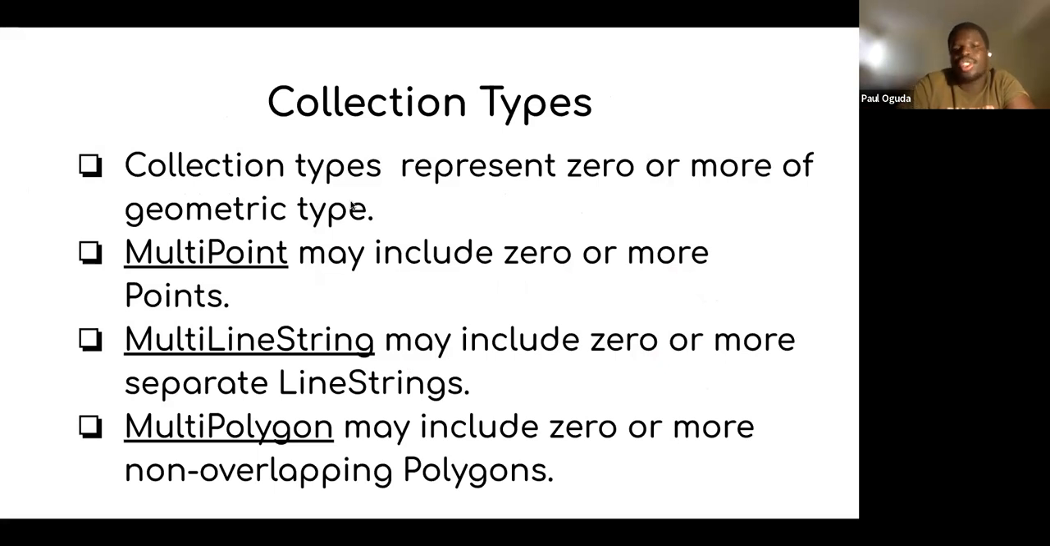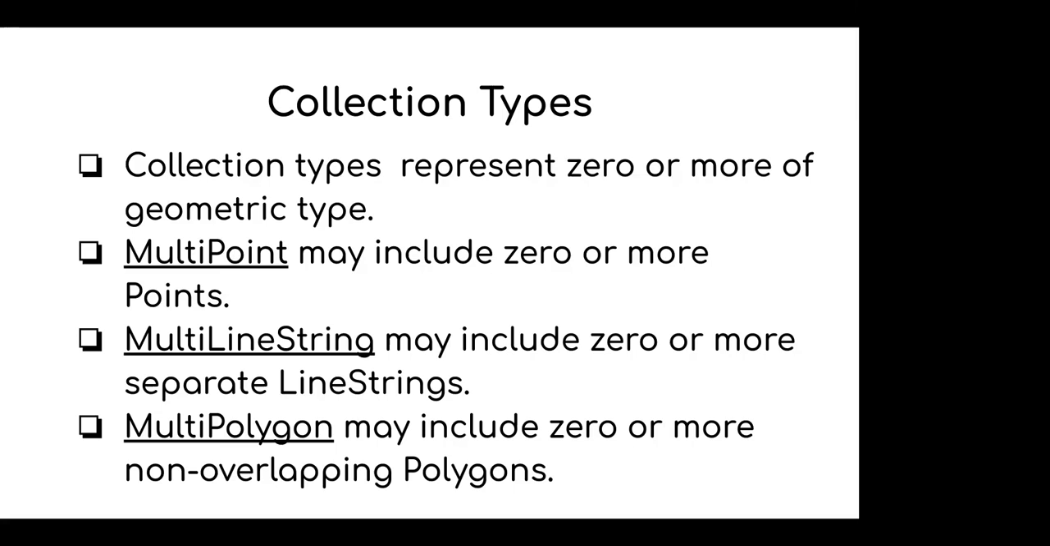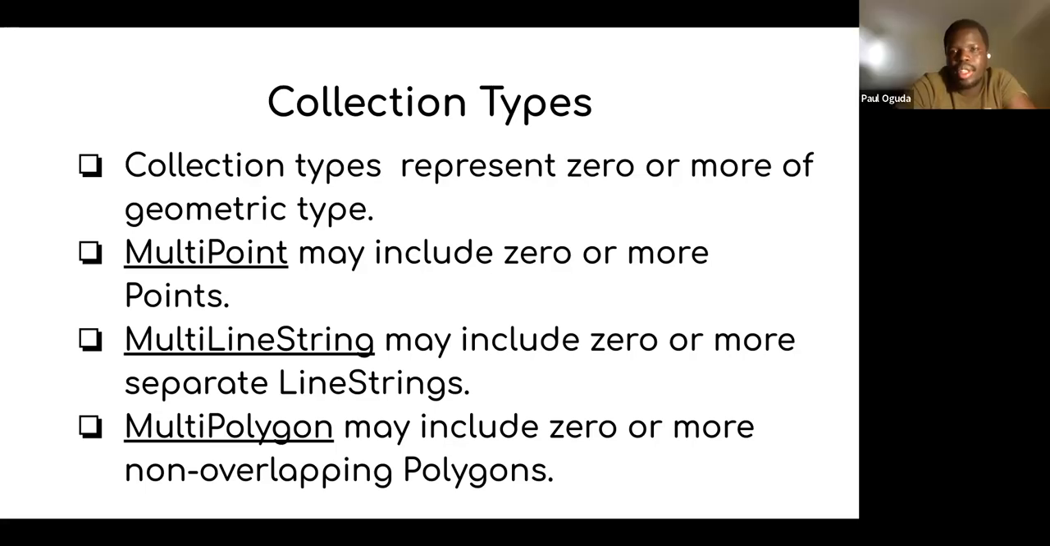So we also have collection types. This one represents 0 or more geometric types. It's just like adding on what the geometric types have. For instance, we'll have multi-point, which is multiple points, multi-line string, and the same case as multi-polygon. So something like the map of Kenya, or the map of Africa, actually consists of different polygons that come together.